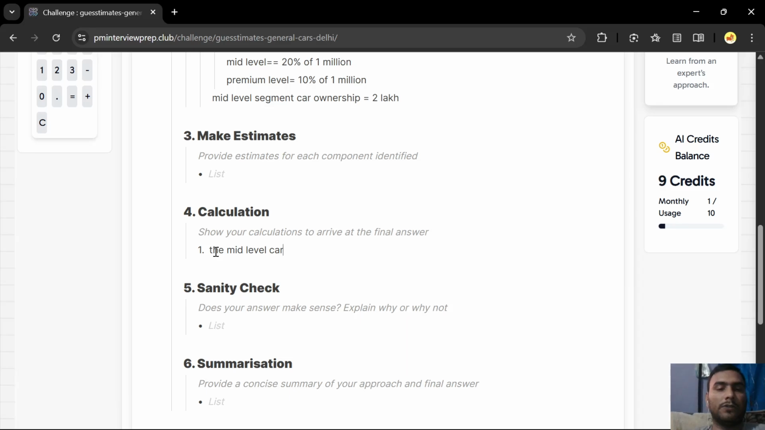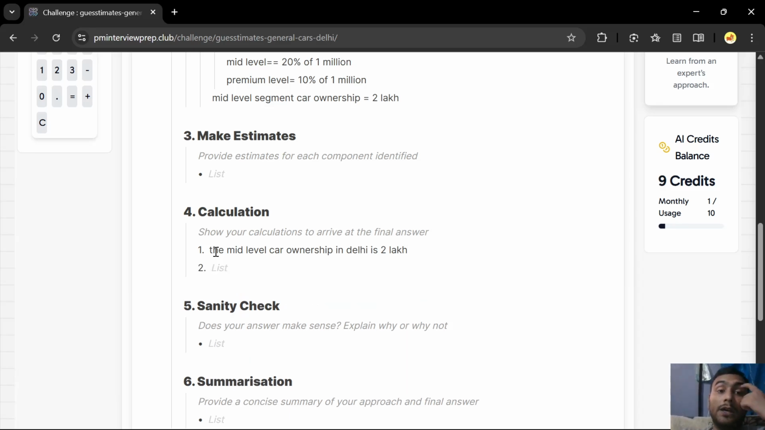car ownership in Delhi is around 20, sorry, 2 lakh. That is the mid level ownership. Now again we go a little step further.